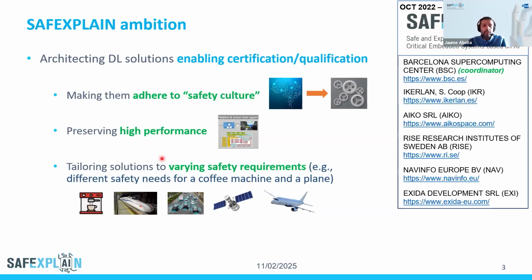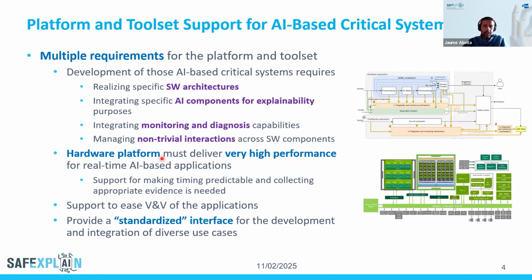The way to achieve this is to add some levels of supervision and design, which was also presented in the second webinar in the series. Typically we build on AI components for explainability and specific software architectures that provide all the layers around, and then integrate a number of monitoring and diagnosis capabilities. This leads to software architectures that have non-trivial interactions and non-trivial requirements. This will be the focus of the webinar today.